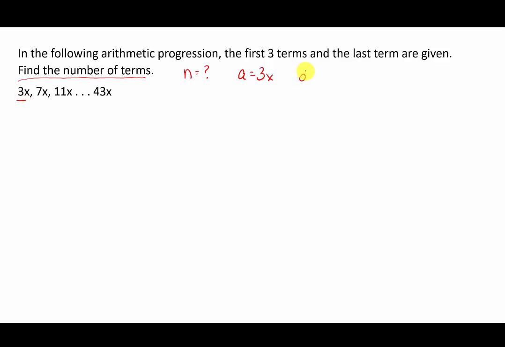In this case, be very careful. Even though there's an x there, that's just part of my sequence, there's an x in every term. So D is going to be 7x minus 3x, second term minus the first, or 11x minus 7x. And when I do that, I'm actually going to get 4x. So that's my D. And since we're not asked about a sum, there's no sum involved, we're going to go straight to this formula.